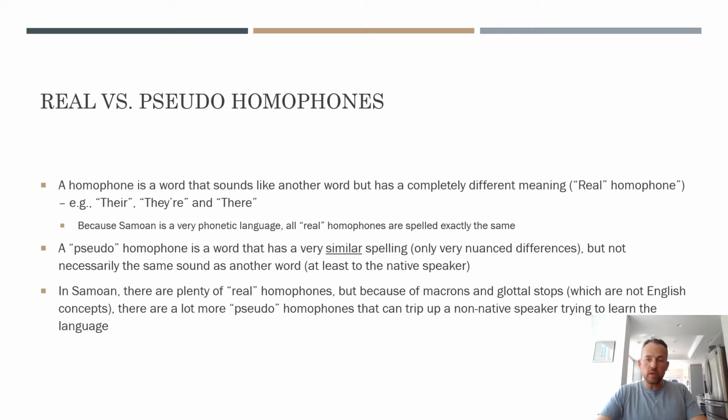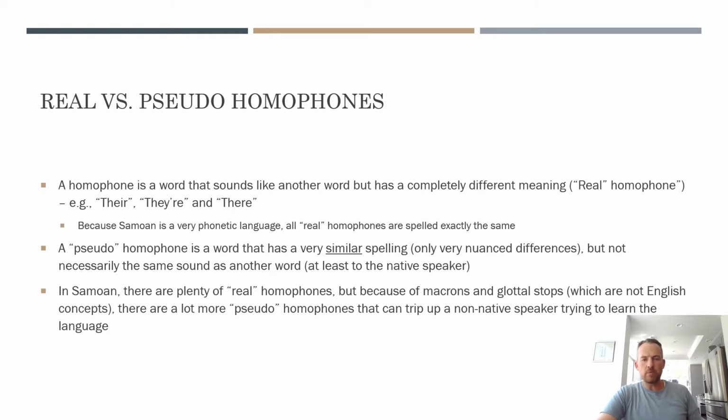real homophones are always spelled exactly the same. There is never a difference. And that's because Samoan is a very phonetic language. The written language came pretty late in terms of history to the Samoan language. And so consequently, the way you speak Samoan and the way you spell Samoan is a lot more coherent than what it is in English, where writing kind of evolved much earlier. Anyway, that's what a real homophone is. It sounds exactly the same, but it means different things.